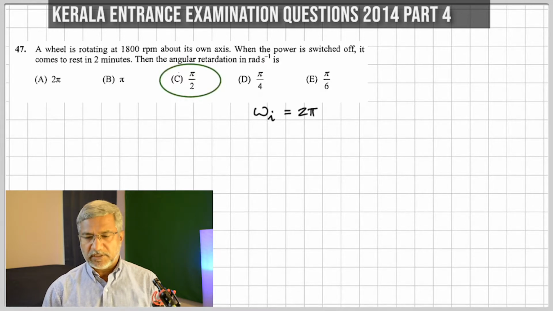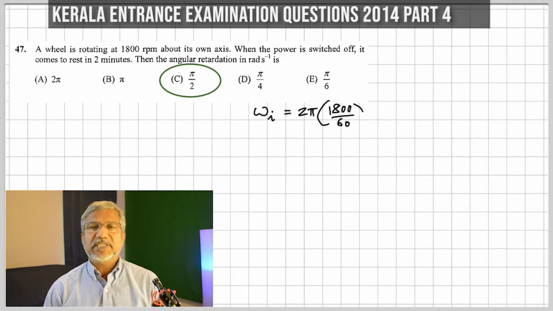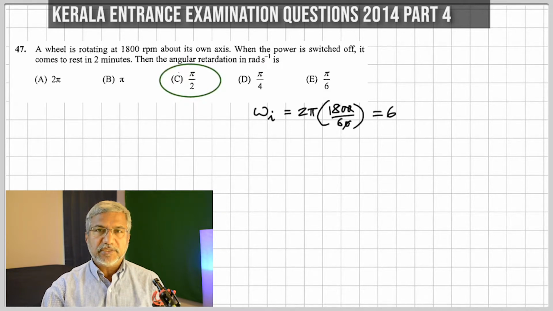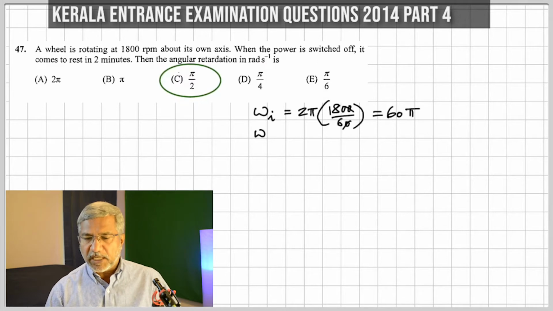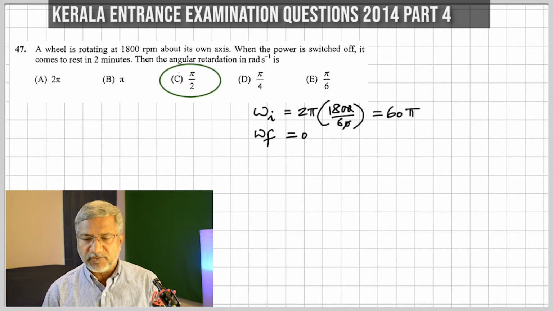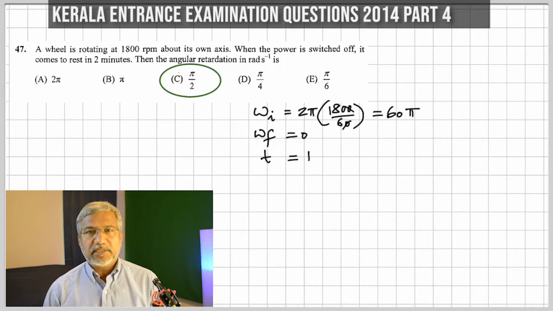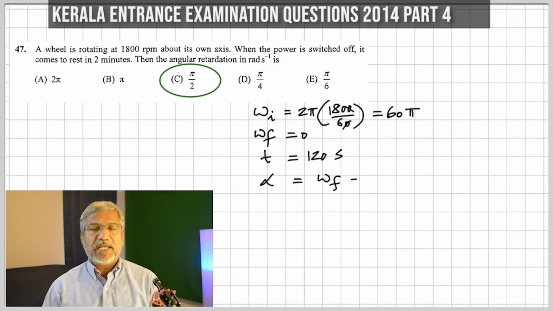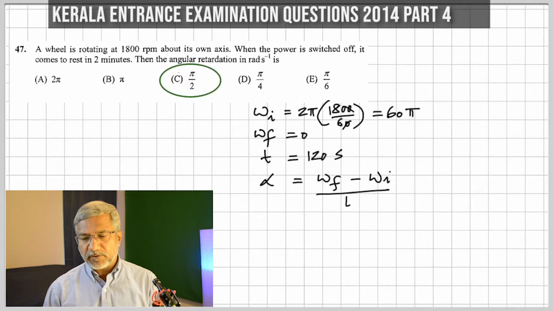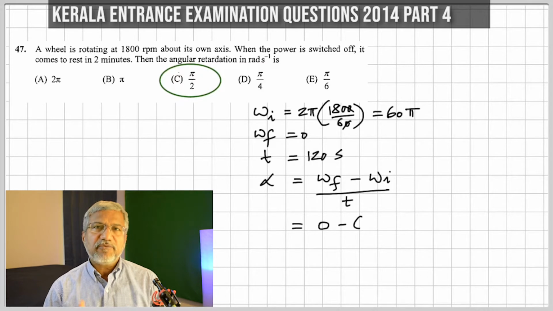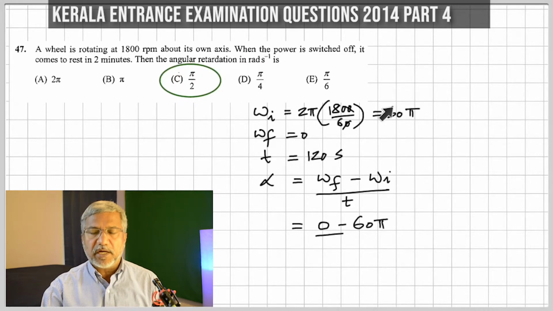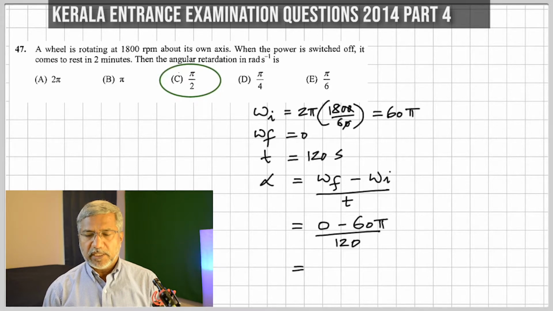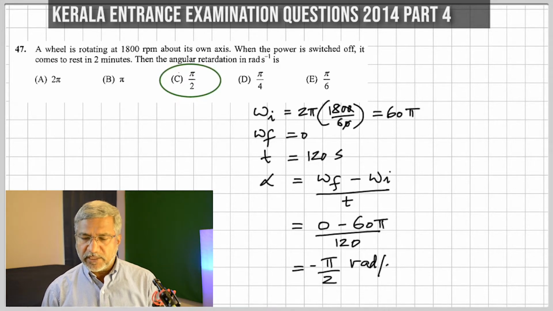The initial angular velocity is 2 pi times 1800 divided by 60, because there are 60 seconds in 1 minute. So that is the frequency. That is 60 pi. Then final angular velocity is, of course, 0, because it comes to rest. Time taken is 2 minutes, which is 120 seconds. And alpha can be calculated using this formula, omega f minus omega i by t. So omega f is 0, omega i is 60 pi, divided by 120, and that will give us negative pi by 2 radian per second.